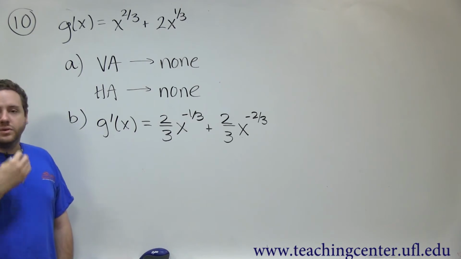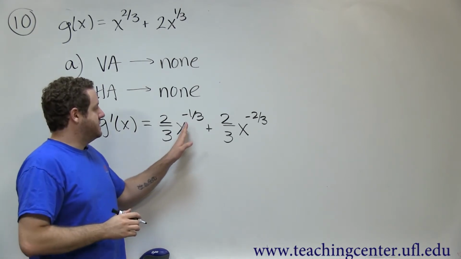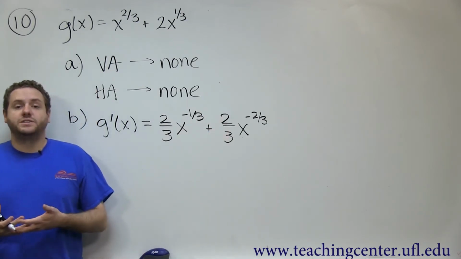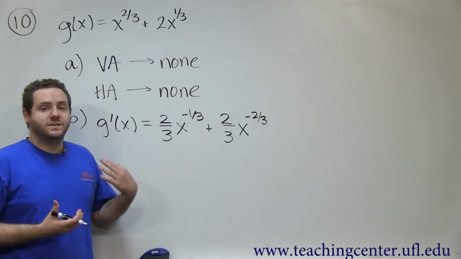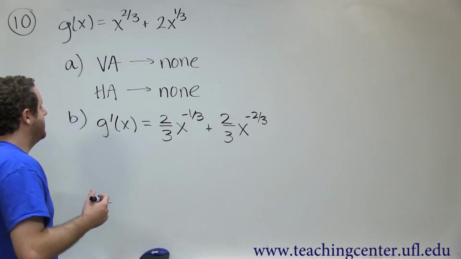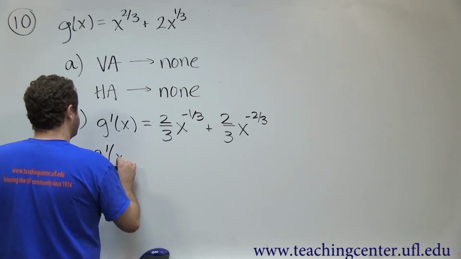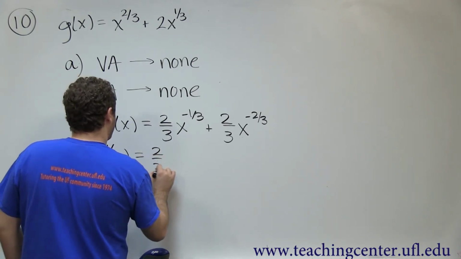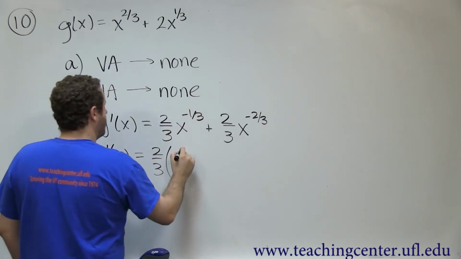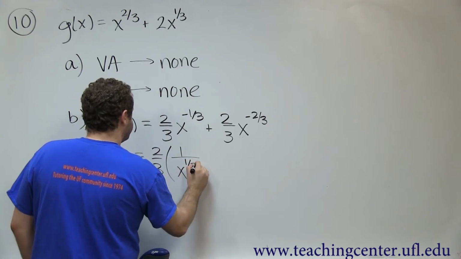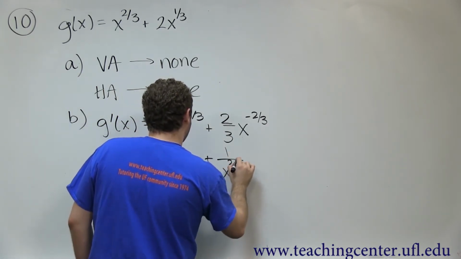All right, so in order to find the critical numbers of this, we need to combine these. And the reason we need to combine them is since these have negative powers, these are now fractions, and we need to combine them using a common denominator to be able to tell when this is equal to 0. So what I'm going to do first is factor out the 2/3, and then we'll deal with what's inside. These both have 2/3, so I'll take that out. x to the negative 1/3 is 1 over x to the 1/3. And x to the negative 2/3 is 1 over x to the 2/3.